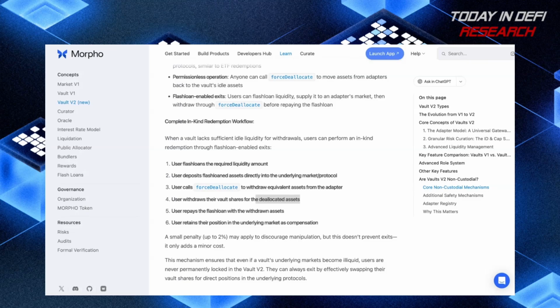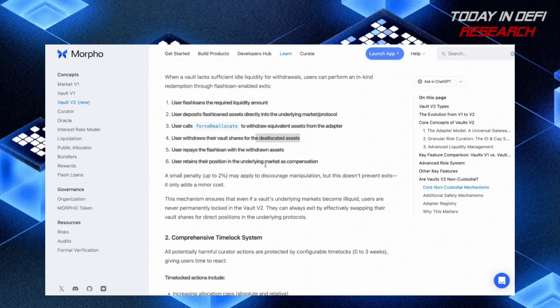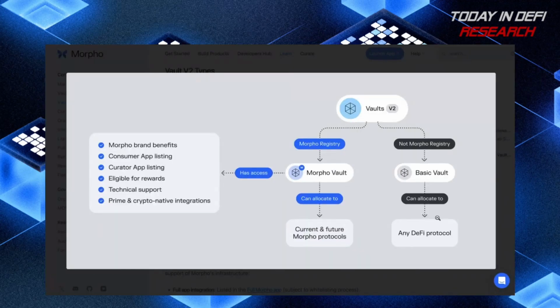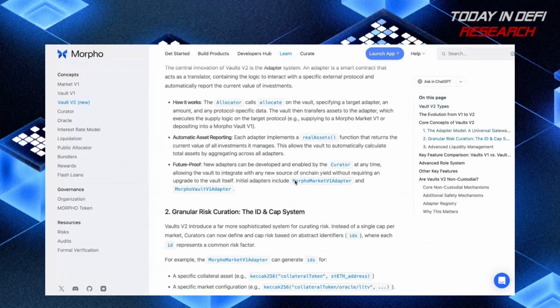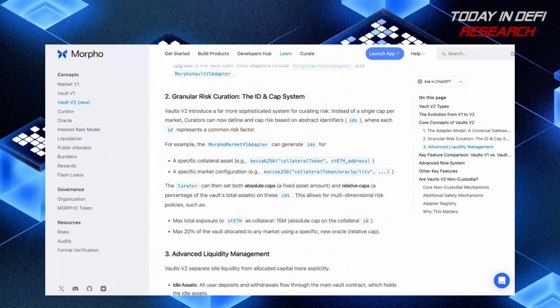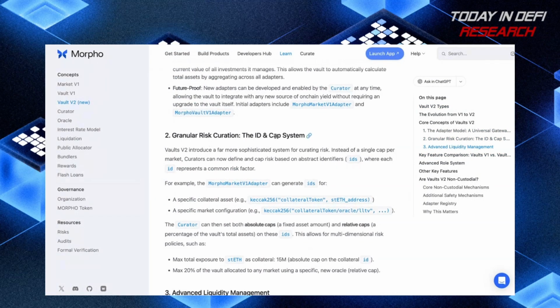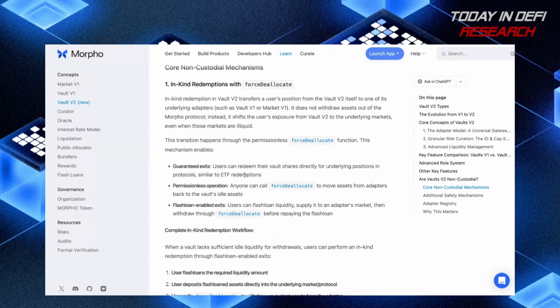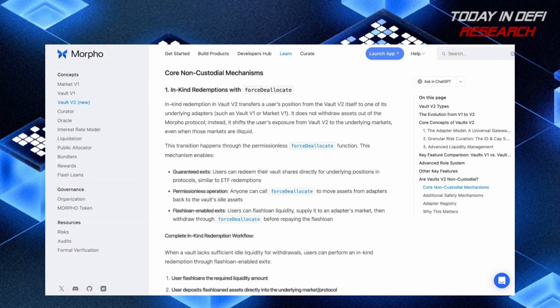This is useful when the market is very, very volatile and the user wants to take control of their own position. They don't want to wait for the curators to step in and stop, for example, potential contagion across different lending markets. That is why the V2 vaults can be interesting, because with V2 vaults right now, curators can allocate your assets across any DeFi protocol, and you can also check how curators manage their risk with the granular risk curation, ID and cap system. And lastly, you also have the emergency exit option, where you do the in-kind redemption to control your own loss instead of waiting for the curators to step in to rescue you.